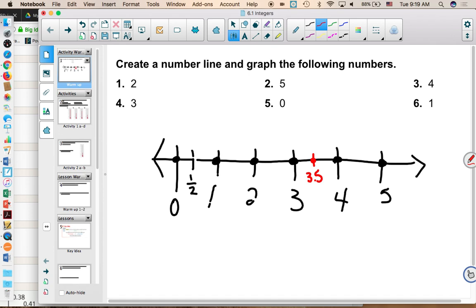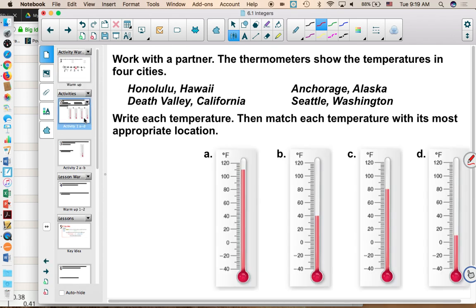Okay? 1, 2, 3, 4, 5. 1 little, 2 little, 3 little piggies. See what I'm saying? Those are what we count with. All right? We're used to that. We see things like this. Has anybody ever seen a thermometer? Okay? And what it wants us to do is write the temperature for each of the thermometers. Write each temperature, then match the temperature with its most appropriate location.